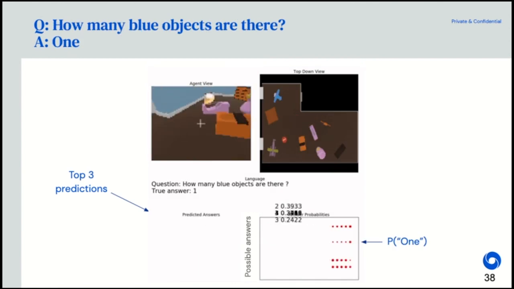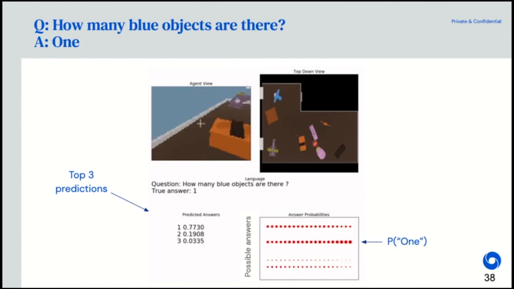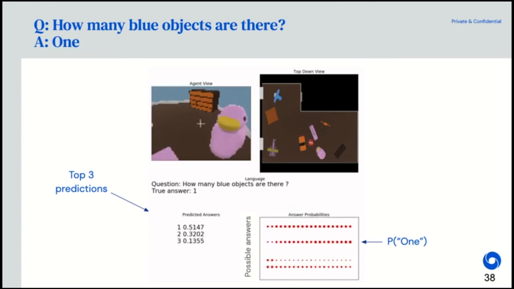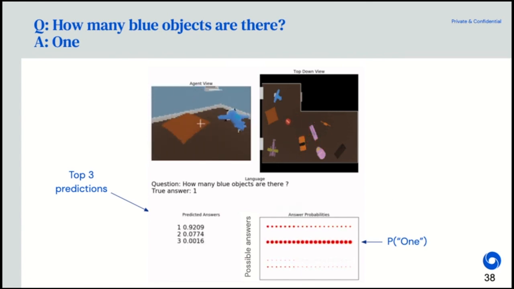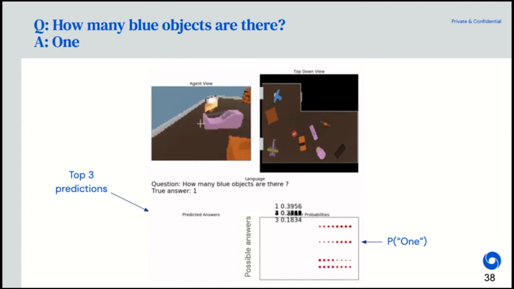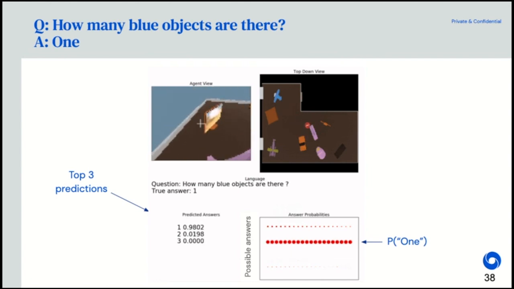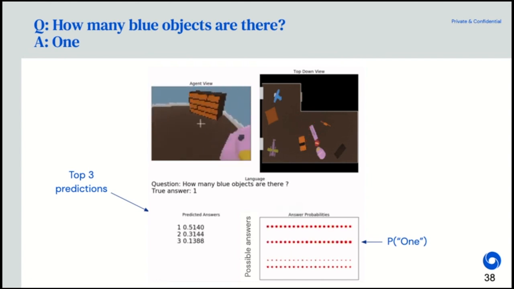And here's the equivalent visualization for the question, how many blue objects are there? So here the agent really needs to look around and count all of the objects, be sure that the answer is 1. And in this case, the confidence again increases until by the end of the episode, it's relatively certain that there's only 1 blue object in the room.